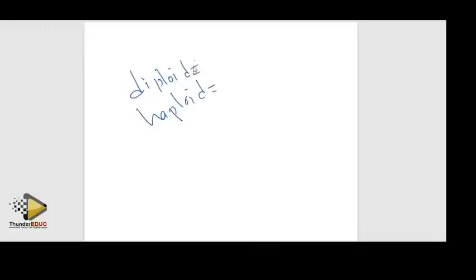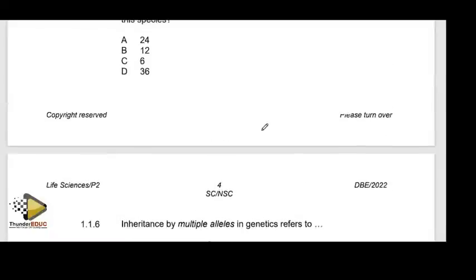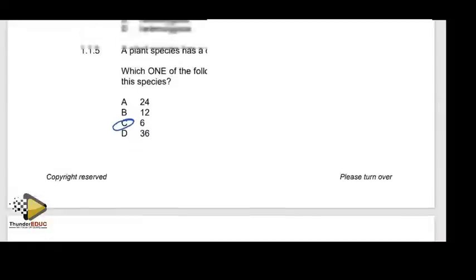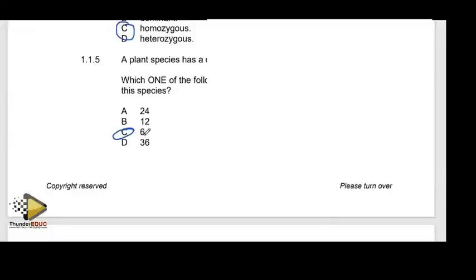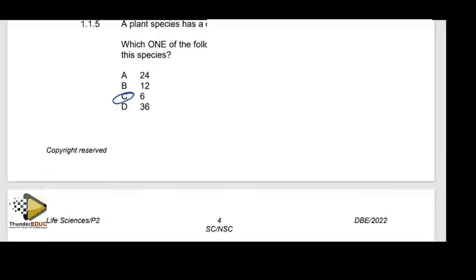If the diploid number is 12, and this means 2 sets of chromosomes, then haploid means half. So half of 12 is 6. So 1n is going to be 6. When we come back here, we shall see that the number of chromosomes from 12, half of 12, is going to be 6. So the answer is going to be C.